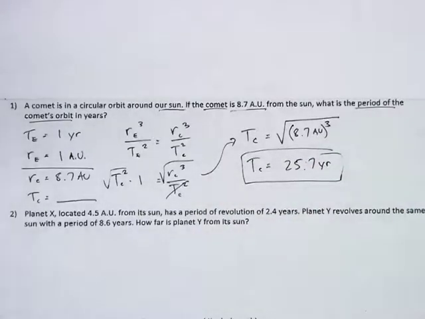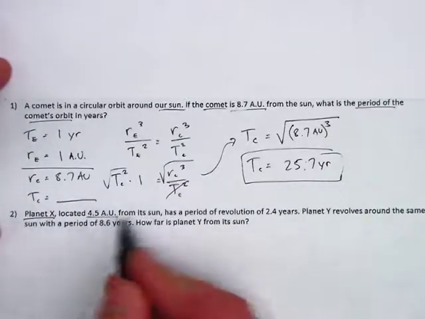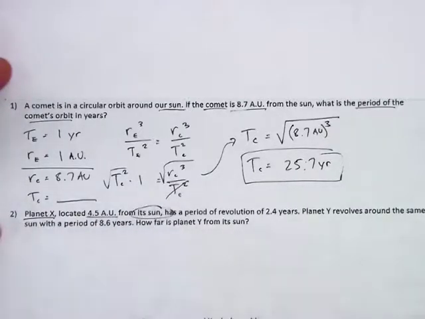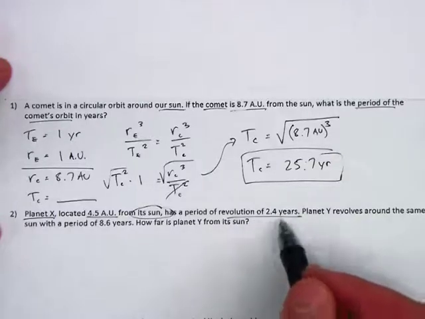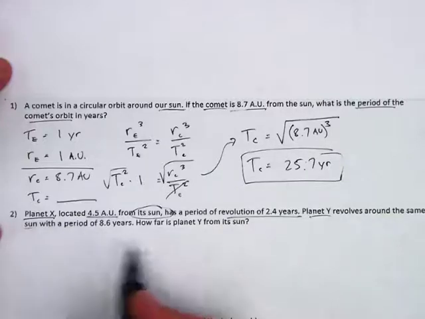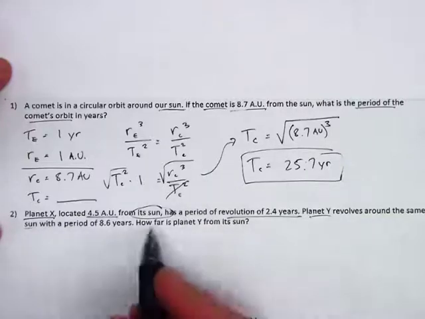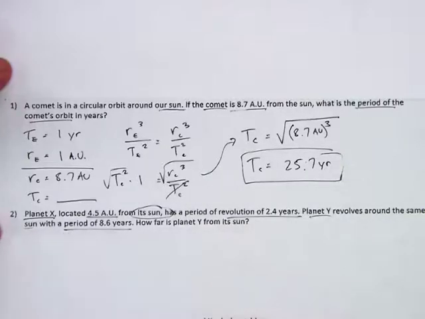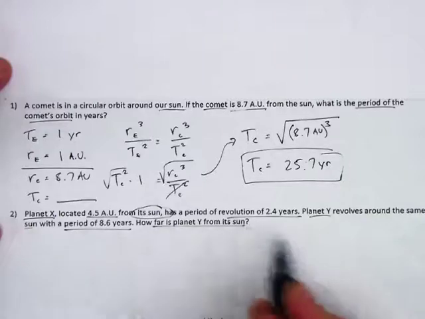Now in example 2, we have planet X located at a certain distance from its sun. We don't know which one. And their revolution time is 2.4 years. Then we have planet Y, same sun, so that's a key because then that mass becomes constant and cancels out. Period of 8.6 years. How far is planet Y from its sun?